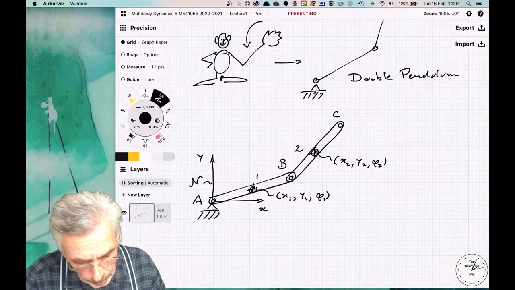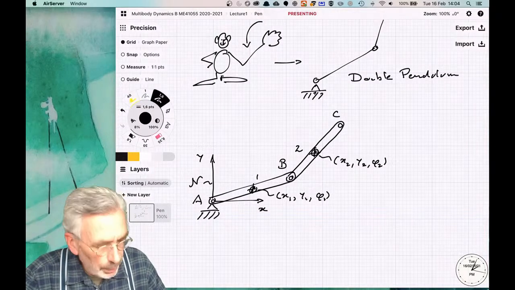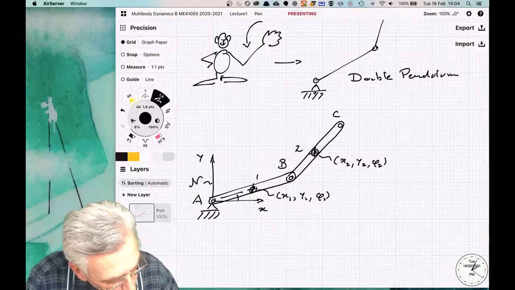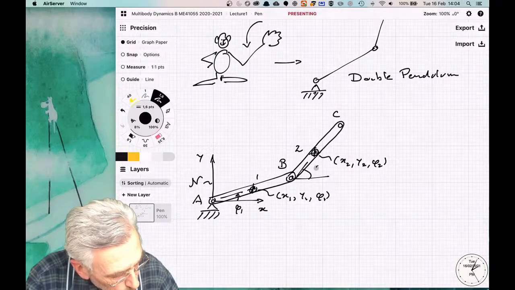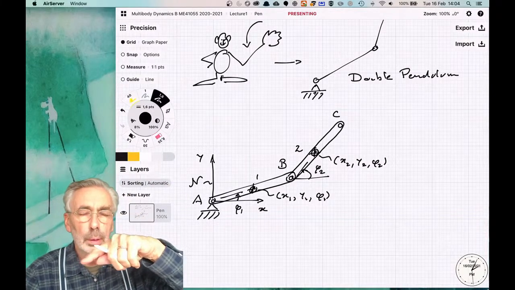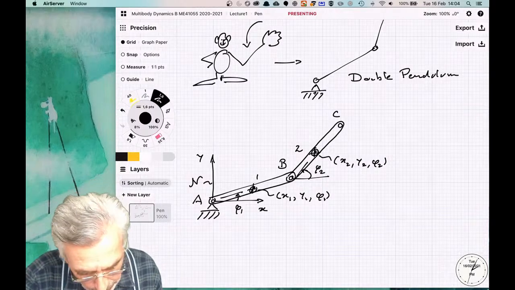Then how do we measure the angles? Because we haven't been very clear about that. The x and y coordinate is clear. So actually the angles are measured like this. So this is phi1, and this should be then phi2. So anti-clockwise with respect to the horizontal axis.